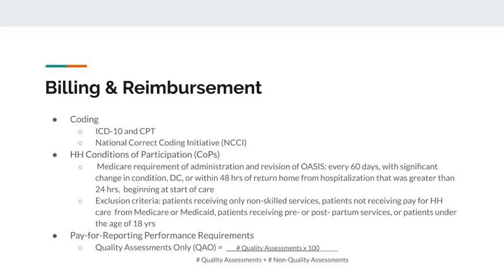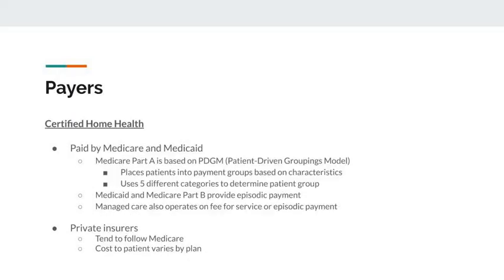And then you also have your pay for reporting performance requirements, which is required in order to be reimbursed for fee for service, and those are based off of quality assessments. Okay, in terms of payers in home health care, Medicare is the main payer. Medicare Part A pays for a lot of the home health care that our patients receive.